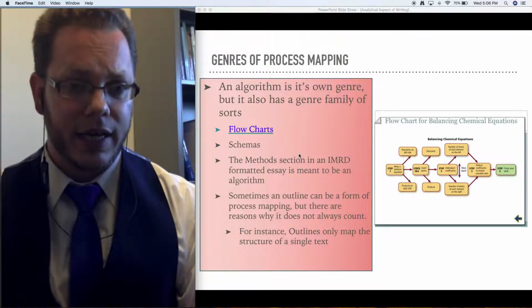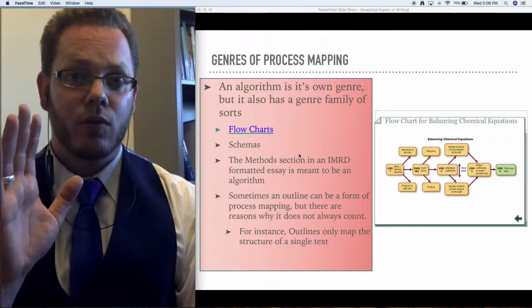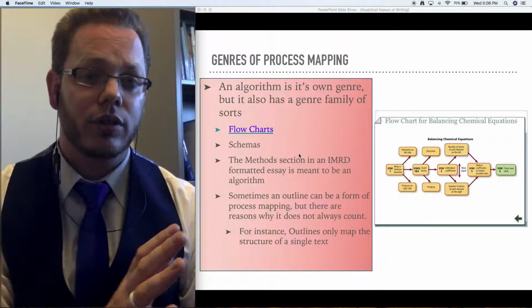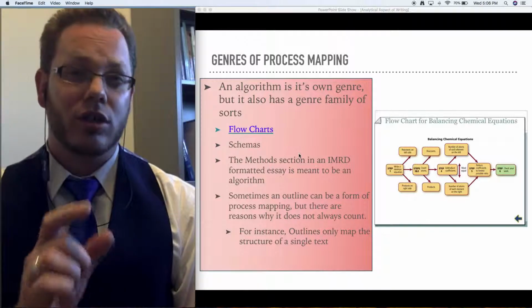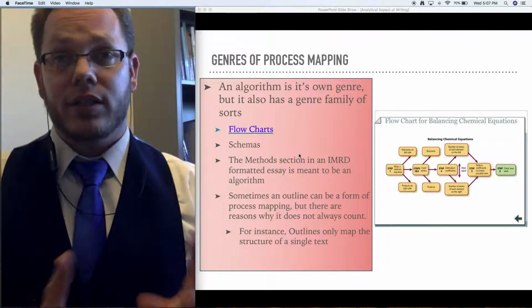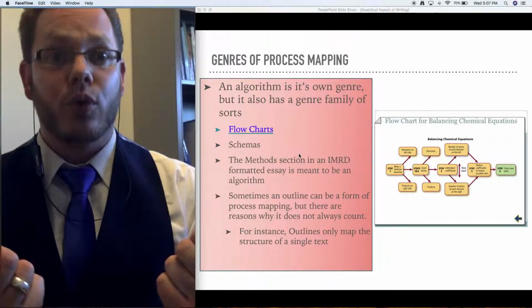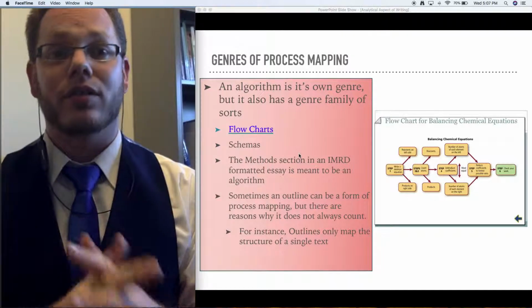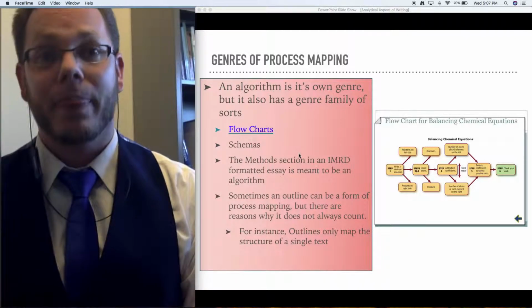The idea, though, is that process is mapping a replicable structure, and outline is mapping the structure of a single text or moment in time. So that's a disambiguation that might be important for some people or might be meaningless to others, depending on how much you really care.